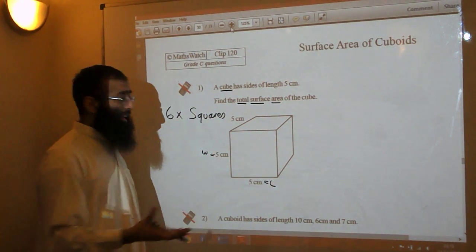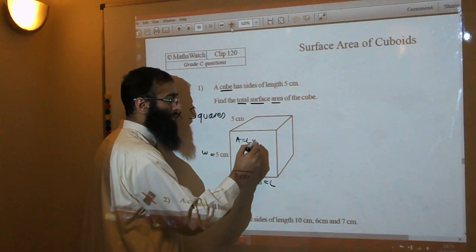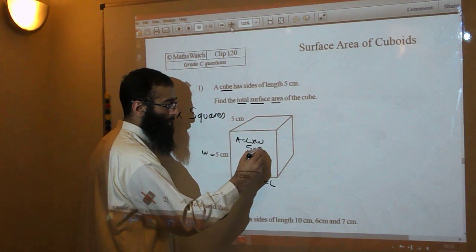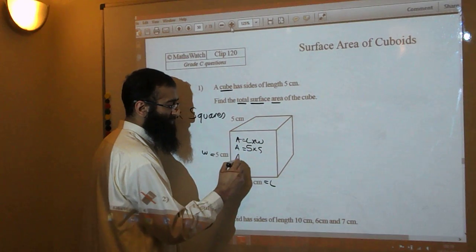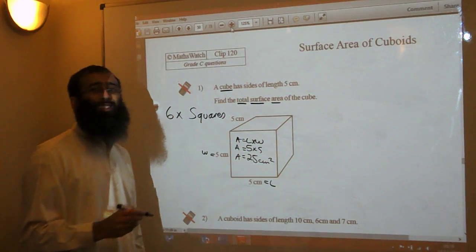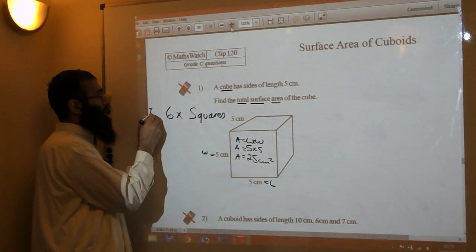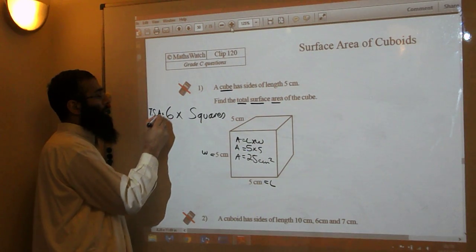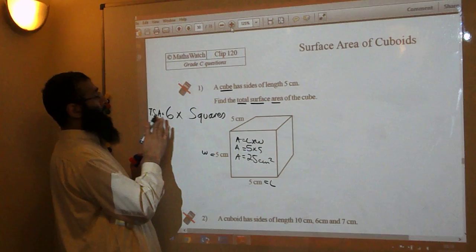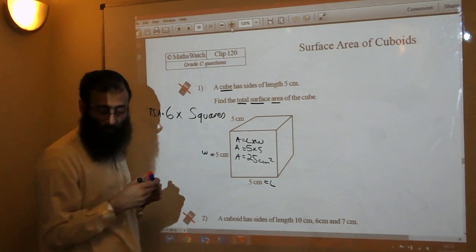In order for me to work out the area of just the front part over here, we can do area is equal to length times by width, which is 5 times by 5, which is 25 centimeters squared. Now, if I want to work out the total surface area, I need to work out the area of one square. So we said that we had 6 squares in the cube, so I'm going to adjust this a bit.